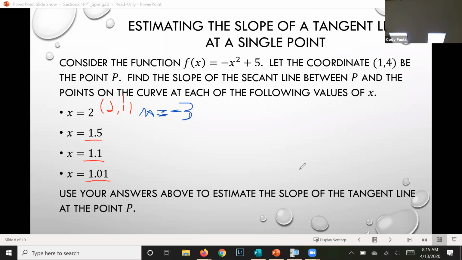Now, I'm not going to go through all of those step by step, but I will tell you what the points should be here. So this one should be 1.5, comma, 2.75. Okay, and when we find the slope here, the slope we end up getting is negative 2.5. Okay, for the point 1.1, or when x equals 1.1, the point we get is 1.1, comma, 3.79.